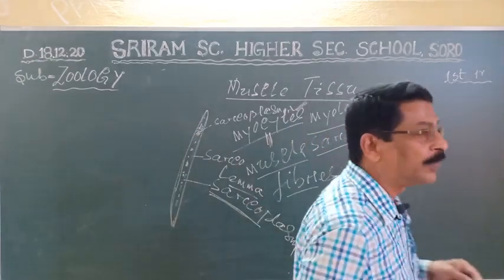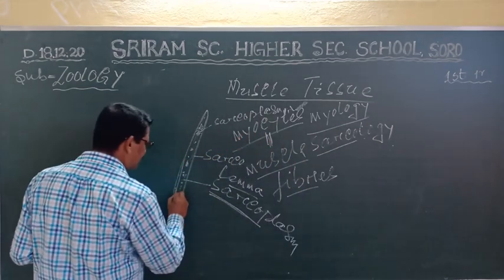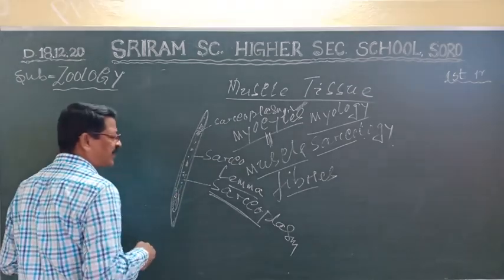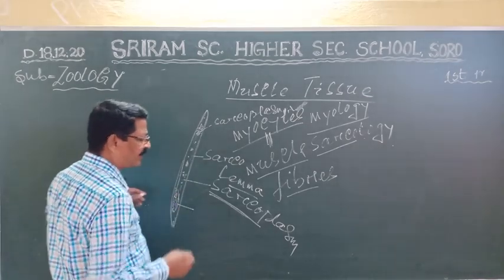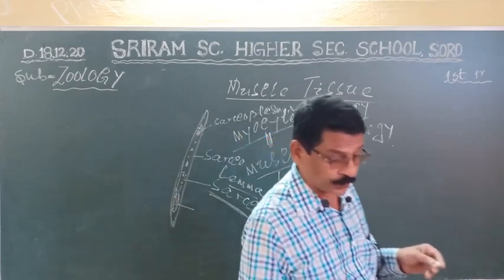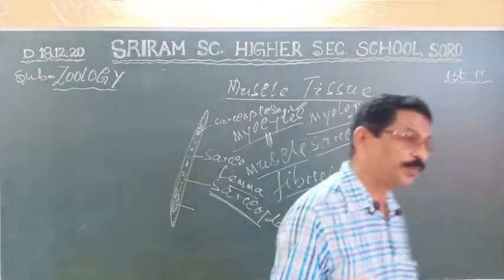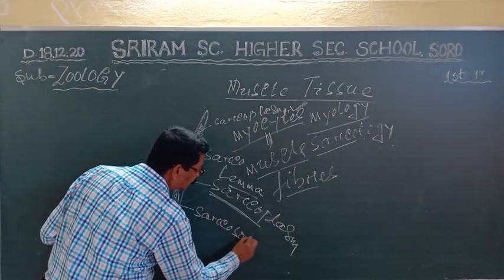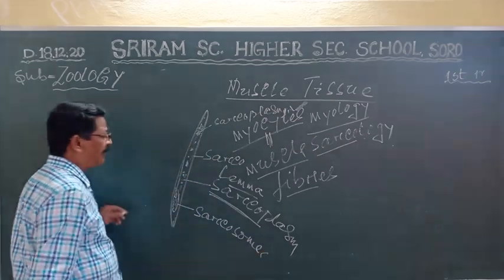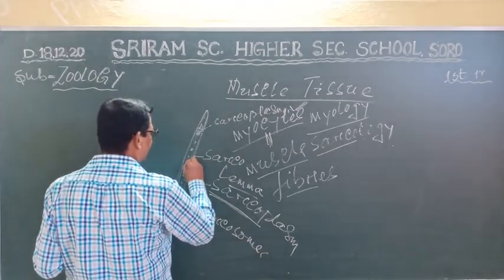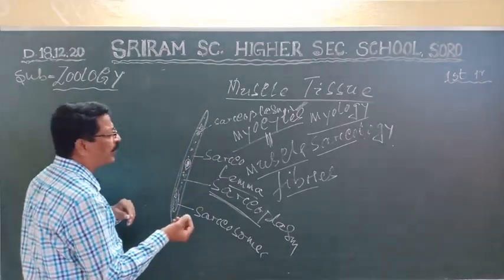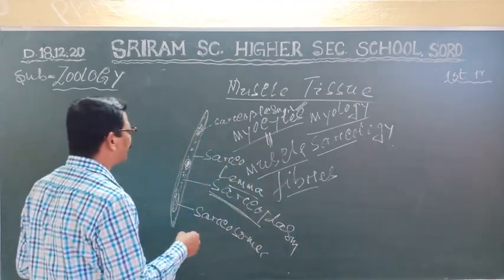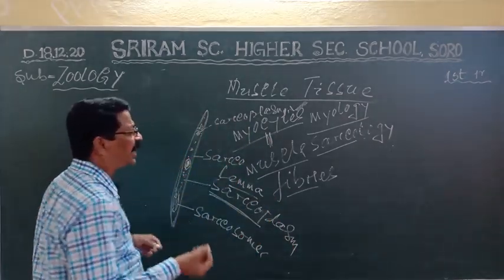Similarly, the mitochondria which are present inside the muscle cell are called sarcosomes. And inside the muscle cell, the number of nuclei is variable. It may be one, it may be more, depending upon the types of the muscle.